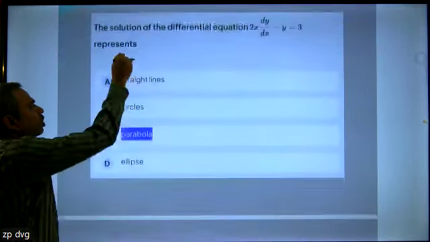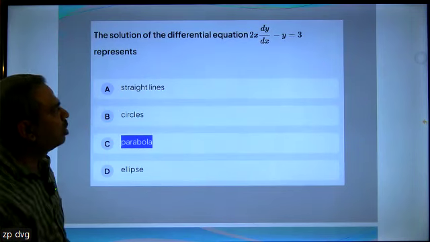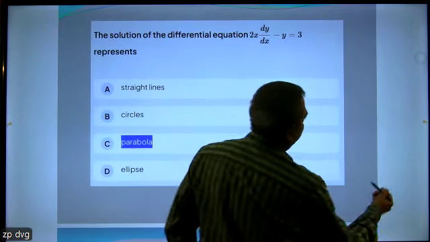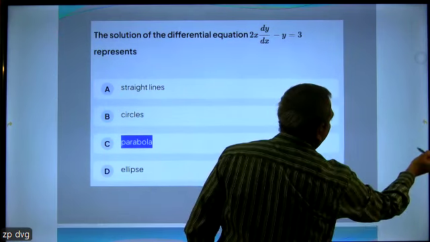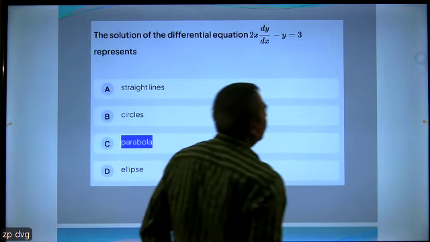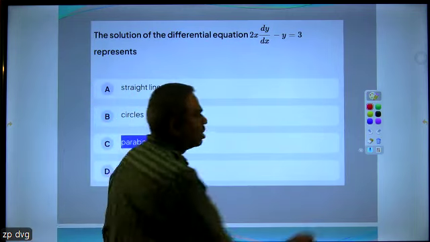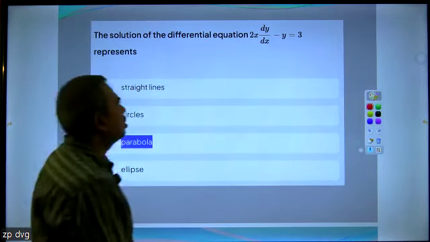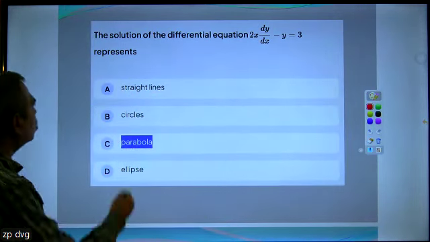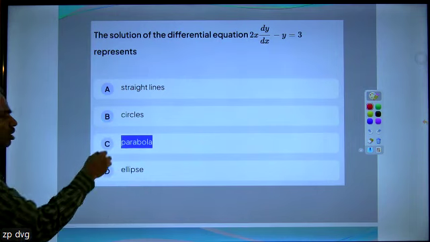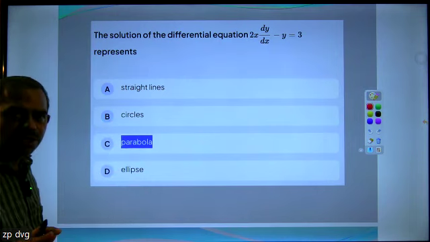Now the next one. Just go through this question carefully. It is 2x dy by dx minus y is equal to 3. So what we have to do here is the same process. This is representing straight lines, circles, parabola, and ellipse. Like this, the question is given.